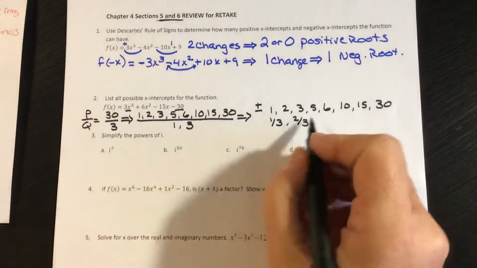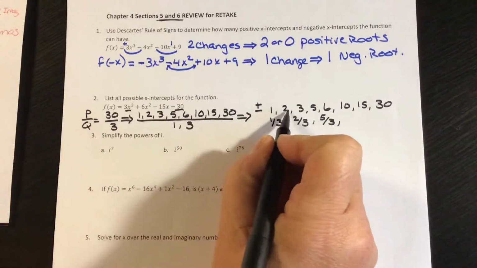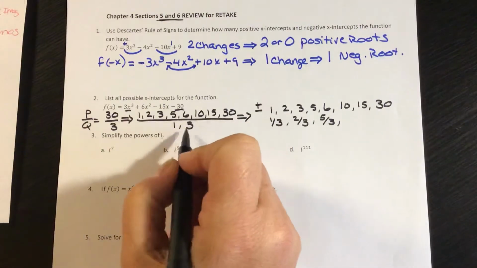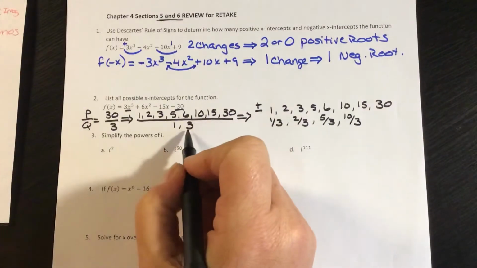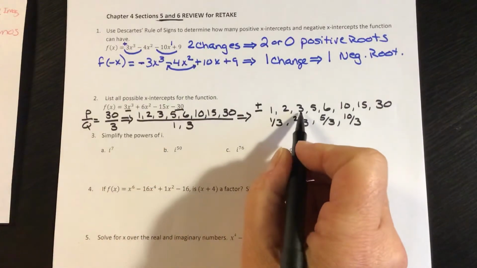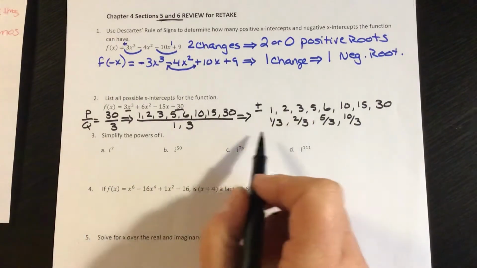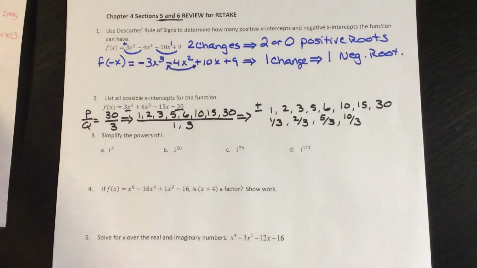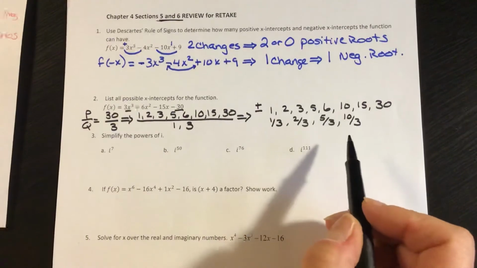So I have 5/3, 6/3 is 2, 10/3, 15/3 is 3, and 30/3 is 10. All right, so these are all of my possible rational roots.